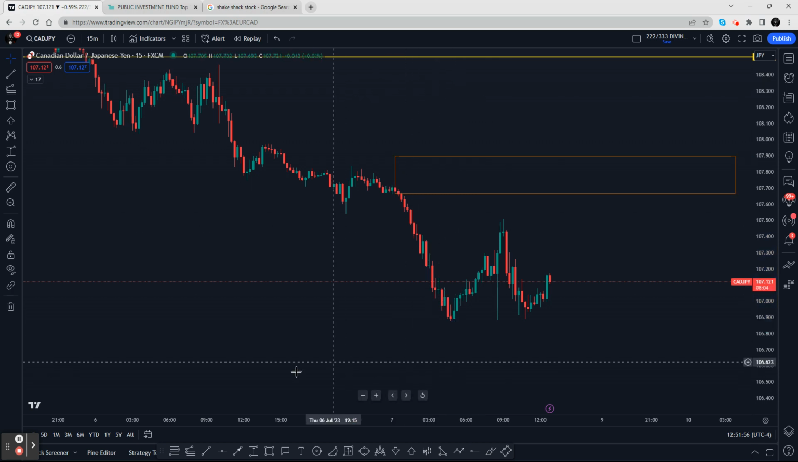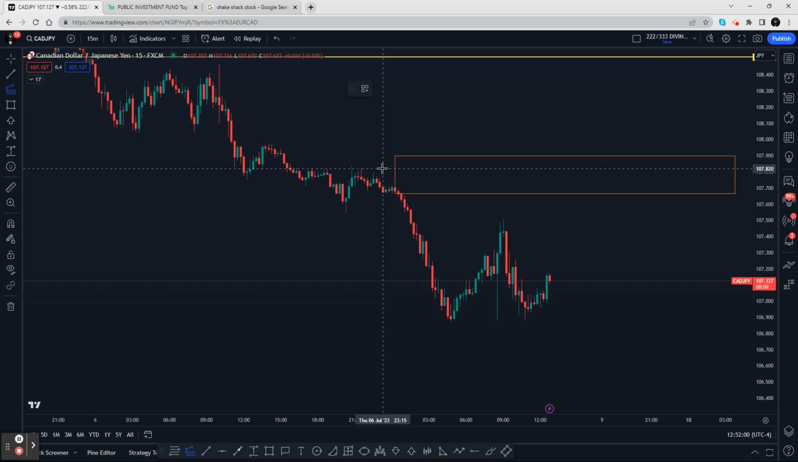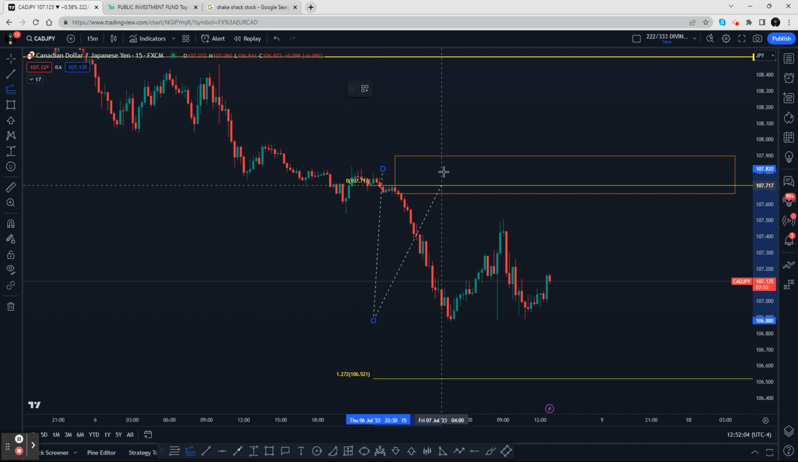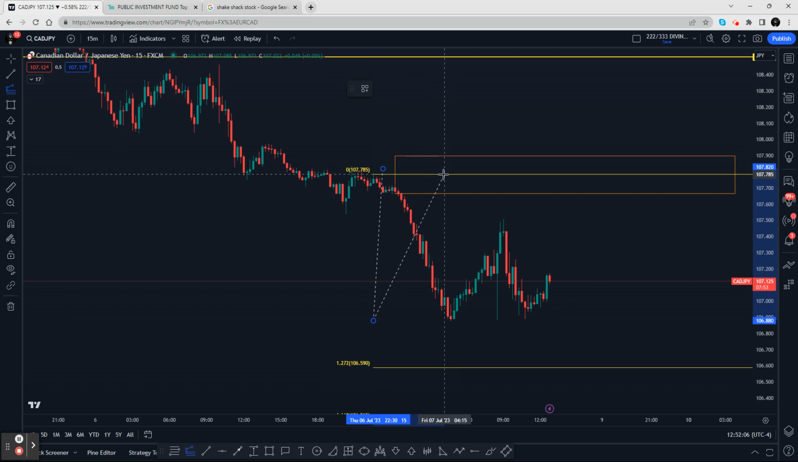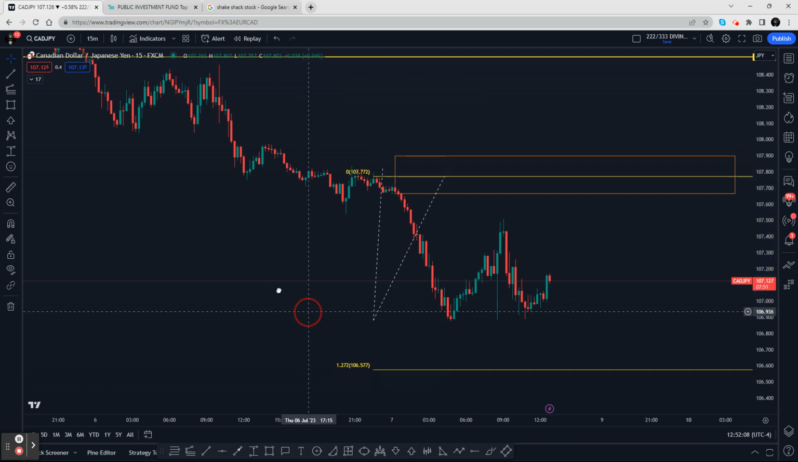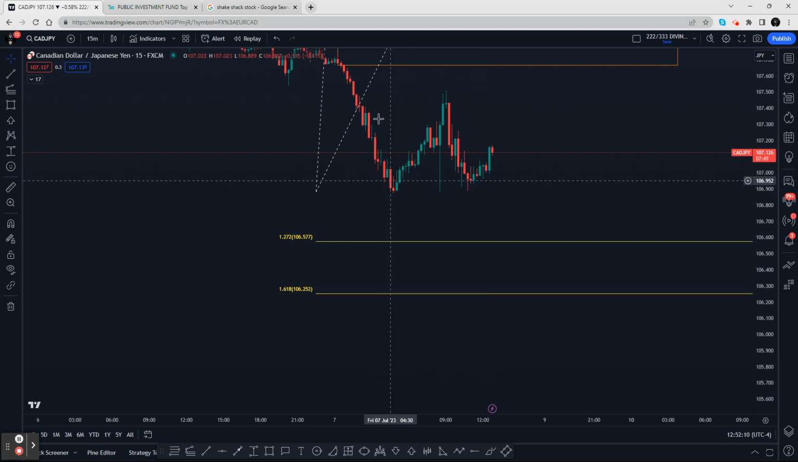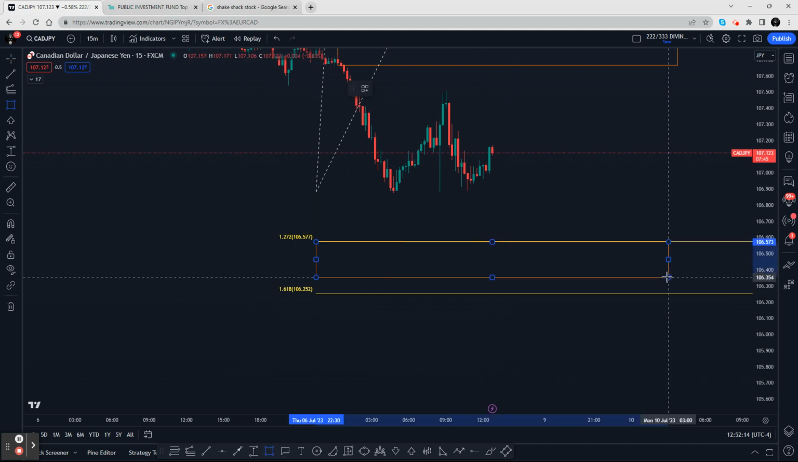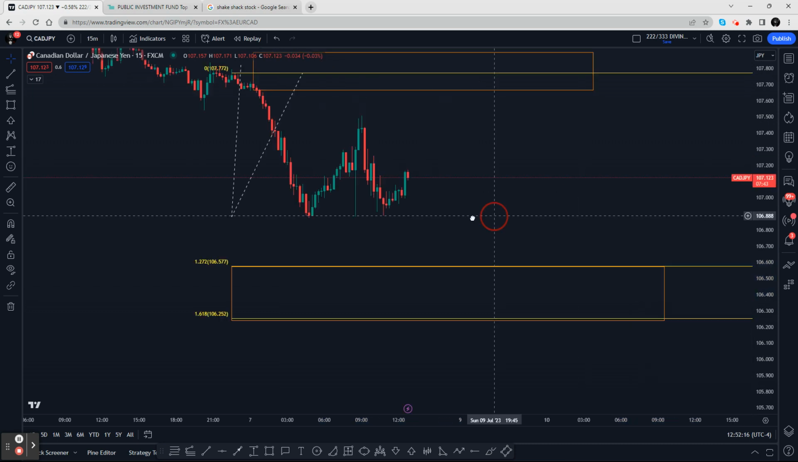This right here. All right, so we can take that, and we can actually measure that as well too. There to there, and based off that move, this is the next downside target. So you can basically try to play in either direction on that.